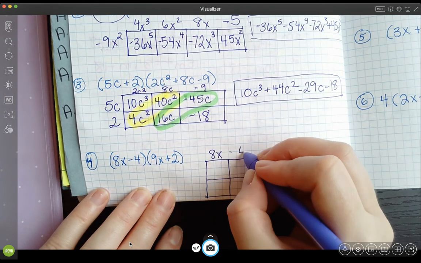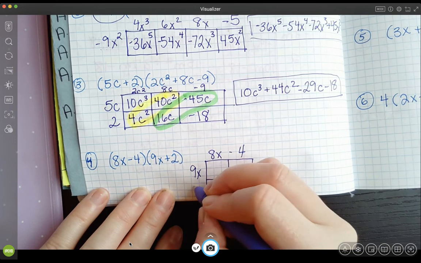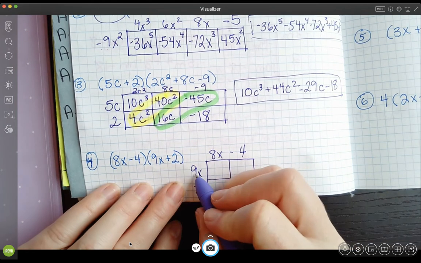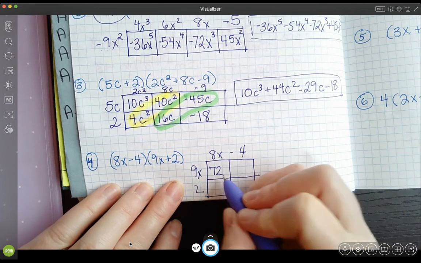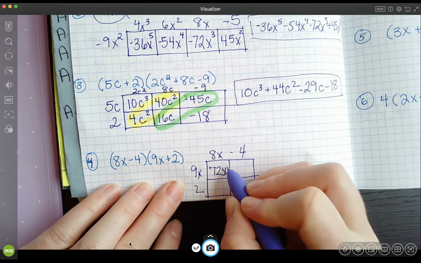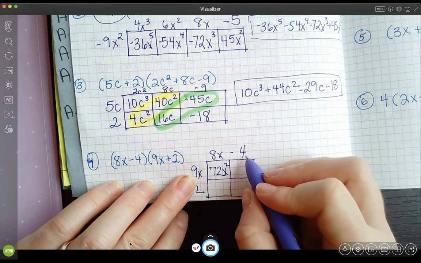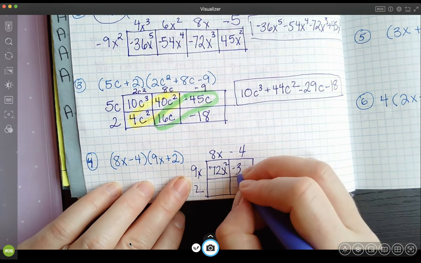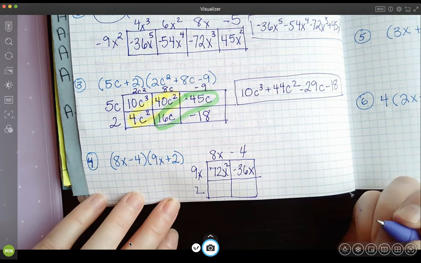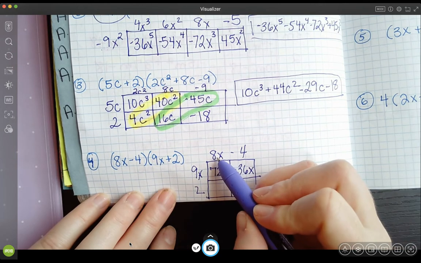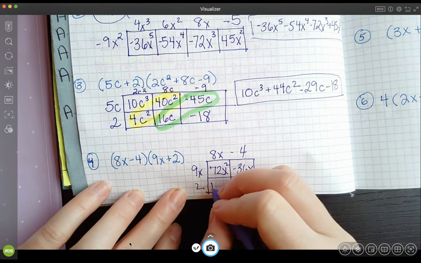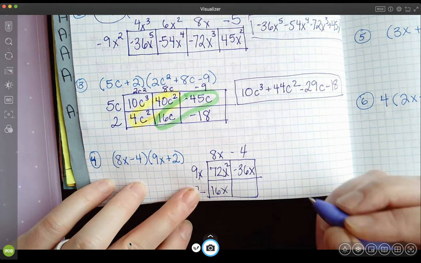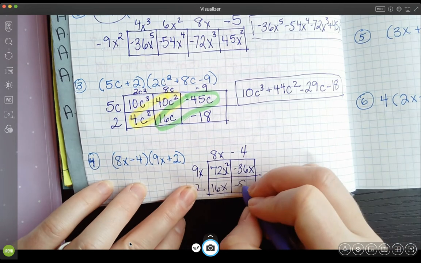8x minus 4, 9x plus 2. 9 times 8 is 72. x times x is x squared. 9 times a negative 4 is a negative 36, and we just have the x. 8x times a 2 would be a 16x. And 2 times a negative 4 is a negative 8.